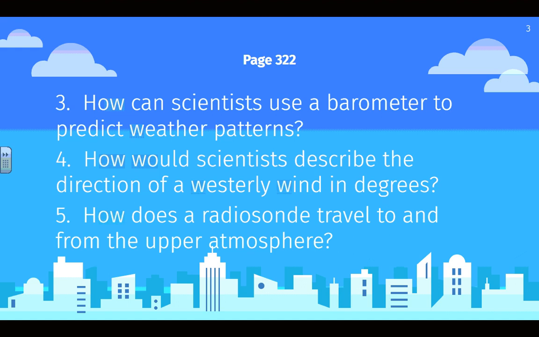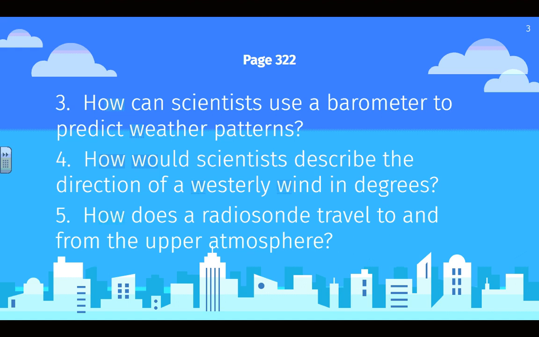How do scientists measure conditions in the upper atmosphere? Scientists study conditions in the upper atmosphere to better understand local and global weather patterns. Scientists use many instruments to measure these conditions. A radiosonde is a package of instruments that rises into the upper atmosphere on a balloon. It measures conditions such as humidity, air pressure, and air temperature.